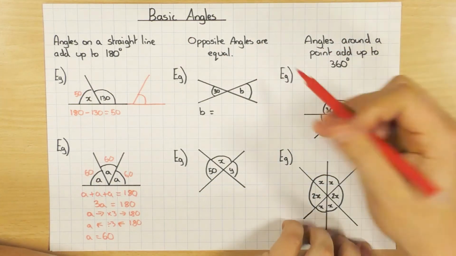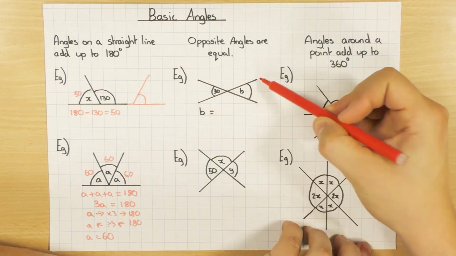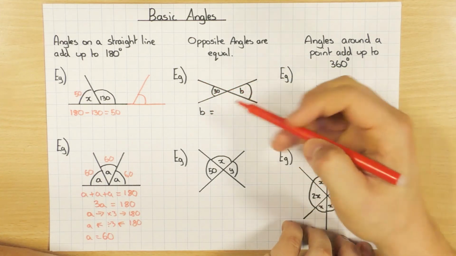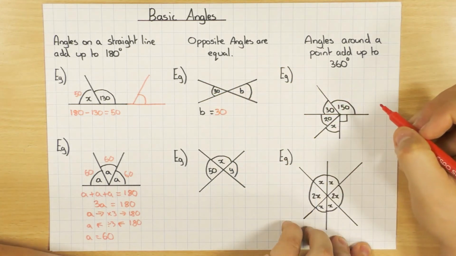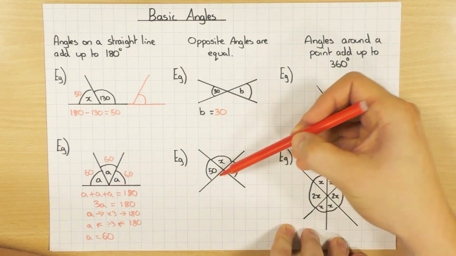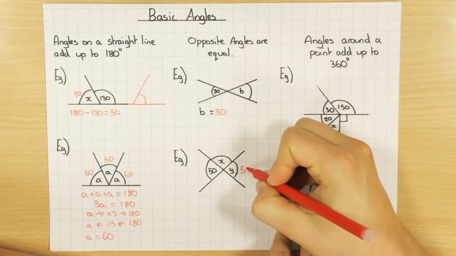Next one here, if you have two straight lines, and they must be straight lines, if you have two straight lines like so, opposite angles are the same. So quite simply, in this one here, B is 30 because they're opposite. Exactly the same thing down here. I've got a straight line and a straight line, so opposite angles are the same, so Y must be 50.